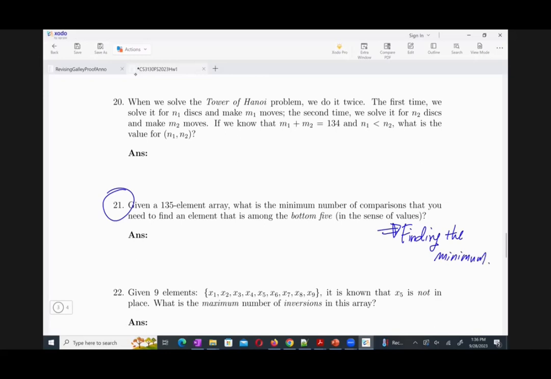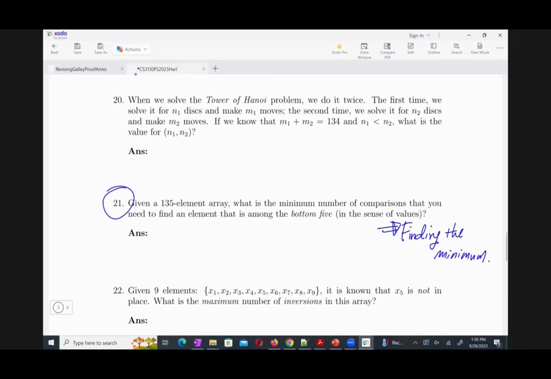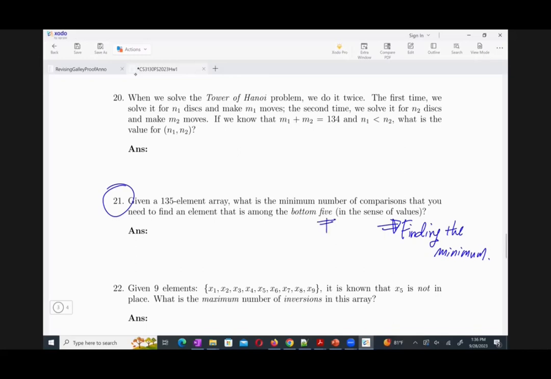Closely related. Minimum question you can treat as bottom 1. How about that? Not a bottom 5. So you change the 5 to 1. Then it becomes finding the minimum. Okay? Now you want to find bottom 5.